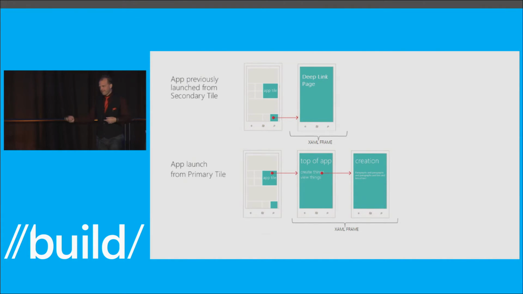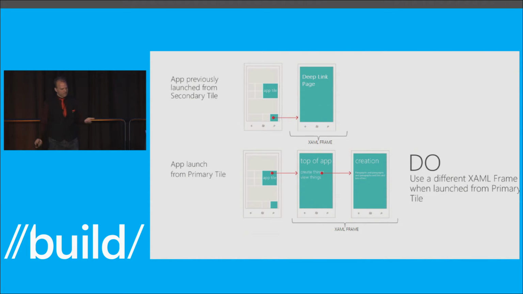The other way is, of course, to do the same thing as the other way around, right? I talked about if you launch from a main tile first and then from a secondary, create a new frame. This is basically just the same thing coming from the other side. So different XAML frames for different entries, or at least for primary entry and secondary entries, right?